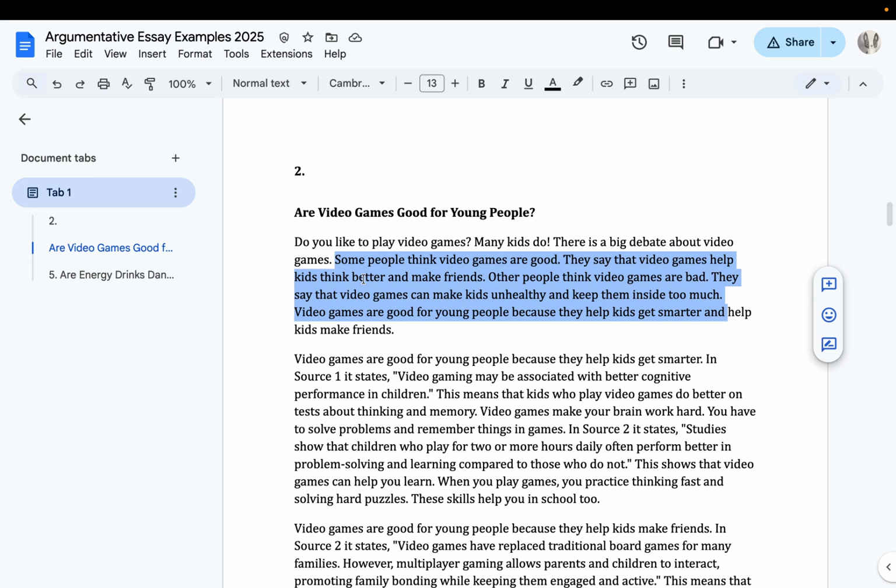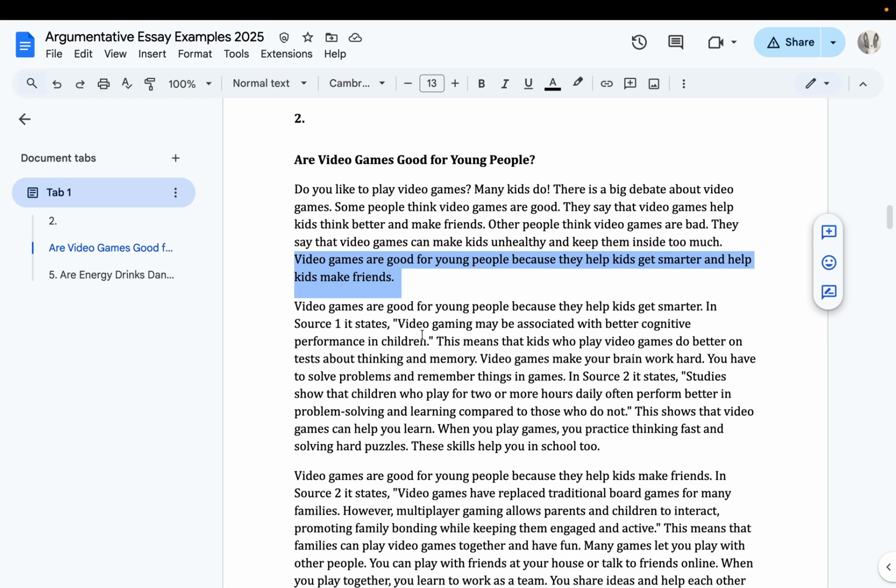Now, if you're one of those students that is not struggling, then you need to push yourself beyond this. And then they have their thesis. Video games are good for young people because they help kids get smarter and help kids make friends. Okay, again, much more simpler. We just don't say they get smarter. We can say something like it helps them develop their cognitive abilities. Video games are good for young people because they help kids get smarter.